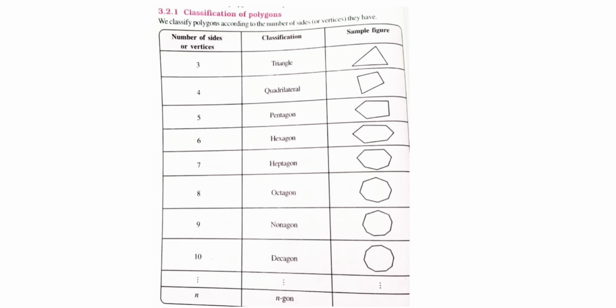If the number of sides and vertices is 6, then hexagon. If it is 7, then heptagon. If it is 8, then octagon. If the number of sides and vertices is 9, then it is called nonagon. If the number of sides and vertices is 10, then it is called decagon.